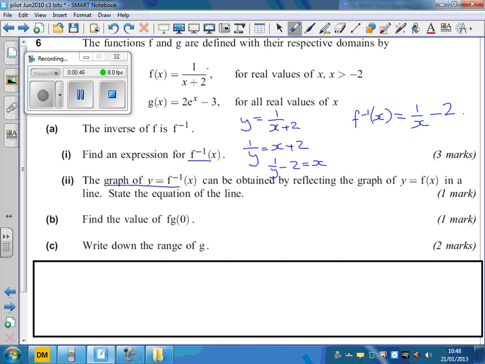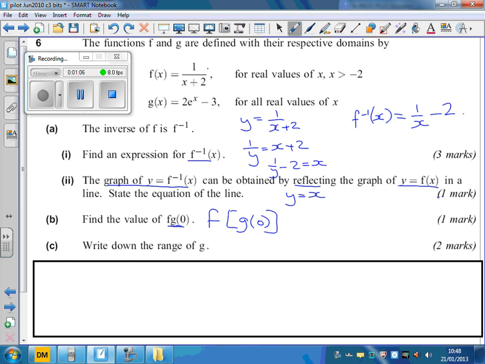Next, the graph of this can be obtained by reflecting. This is just a 1-mark knowledge question. Of course, all graphs, if you want to find their inverses, you just reflect it in the line y equals x, that diagonal line. Now, another 1 mark, find f of g of 0. Just make sure you get it round the right way.